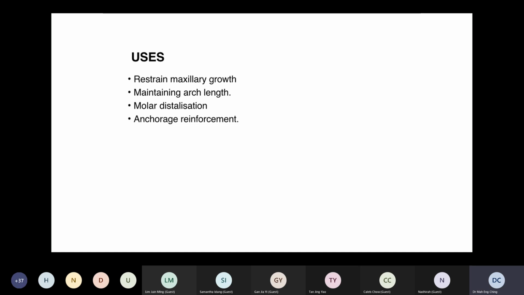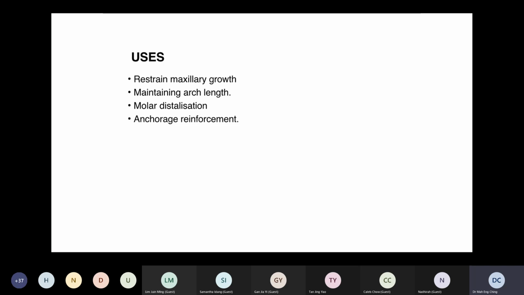Then molar distalization. We talk about this because the face bow is attached to the molar bands, and this will cause a distalization force on the teeth. And of course, sometimes we just want to reinforce anchorage, where you do not want the molar to move forward. Then we can use the headgear also. So you want to restrain your maxillary growth, and you want to do some molar distalization.